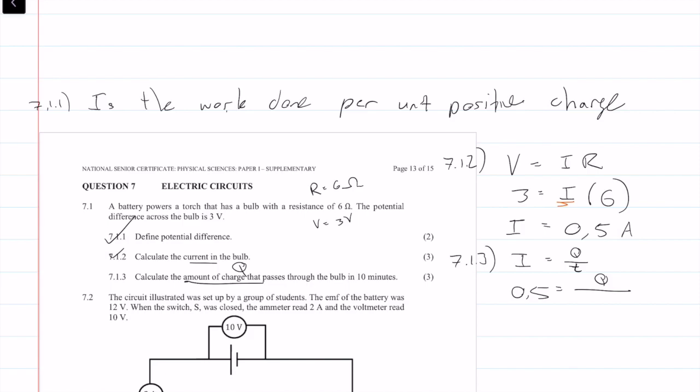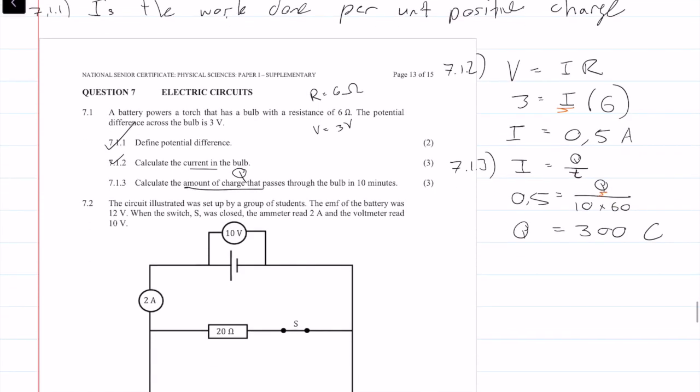Remember, time is in seconds, so that's going to be 10 minutes times 60 seconds. The only unknown here is Q, so we can solve for Q, and it is equal to 300 coulombs. Then we get 3 marks. So that's 8 marks right there.